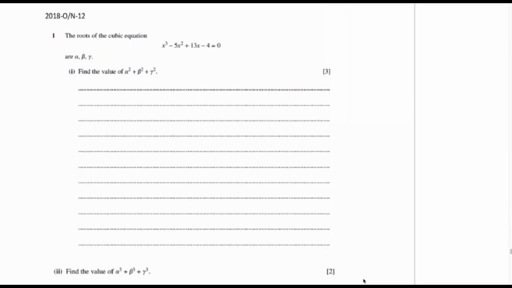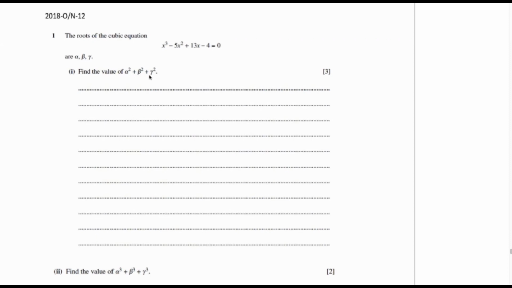Let's say this. So you look at this question. The roots of the cubic equation are alpha, beta, and gamma. Find the value of alpha squared plus beta squared plus gamma squared.